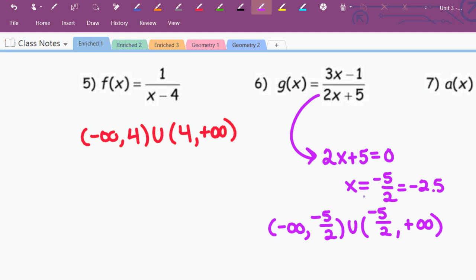So you could give it out as a negative 2.5 if you want also. No. Don't use mixed numbers.